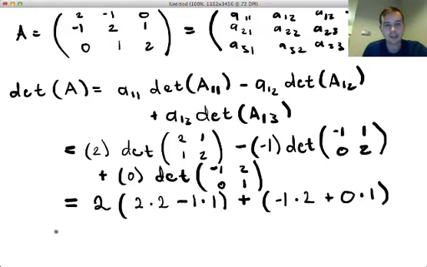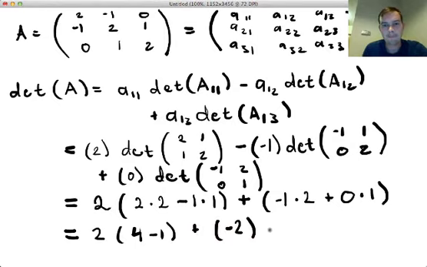And then of course this one is going to cancel out. So what am I ultimately left with? Well, I have 2 times 4 minus 1, plus minus 2. Ultimately that gives me 6 minus 2, which is 4. And of course that's not equal to 0, and so I know that this A is invertible. Of course I already knew that because of the inverse that I computed, but this is another way to verify that fact.